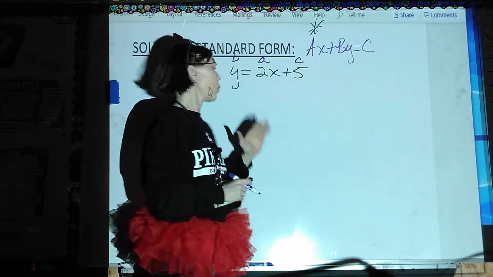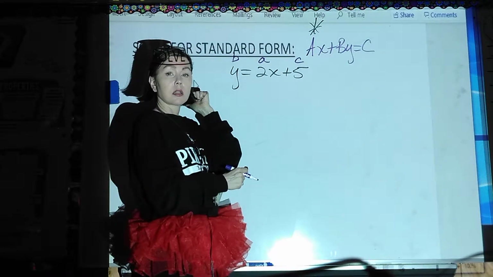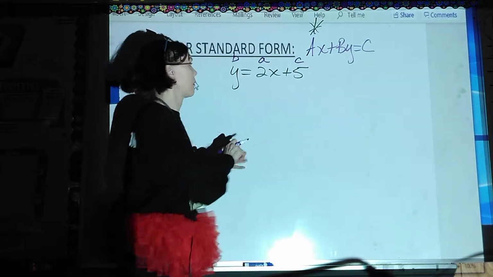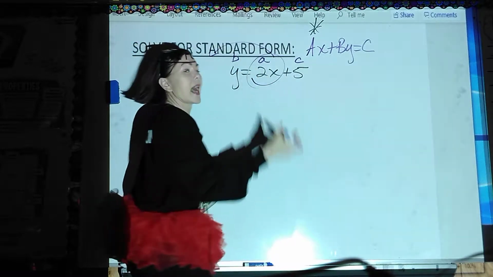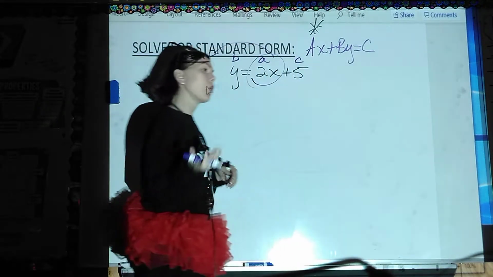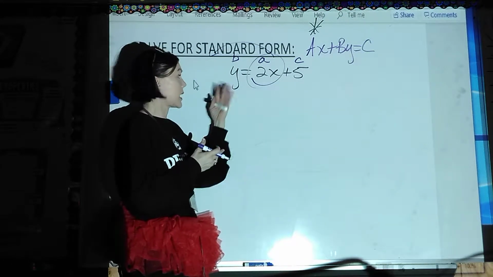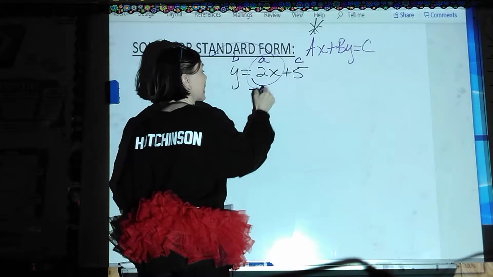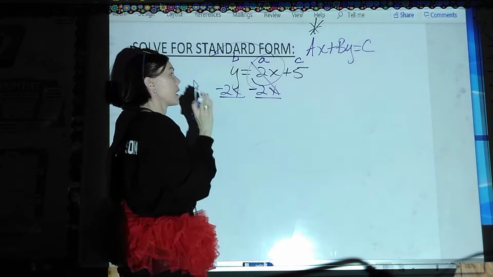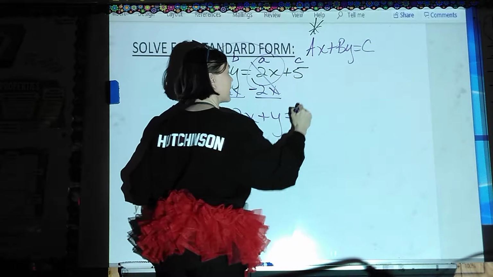ABC form. So if we want it in ABC form, what needs to be moved to the left side? We need to move this A, circle it. We need to move the A to the other side to put it in ABC form. How do we do that? We do it by doing the opposite of what we were given. What's the opposite of a positive 2x? Negative 2x. So we're going to subtract 2x from both sides, and I'm going to make sure that I put the negative 2x first, plus y equals 5.